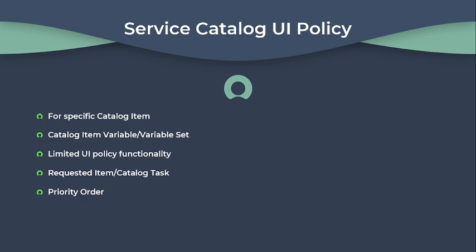Service catalog UI policies are applied to the variables and variable sets of catalog items ordered in the service catalog. Policies can also be applied when the variables are present in the requested item or catalog task form. Catalog UI policy actions can be applied on the variable set. The actions on the variable sets are applied on all variables within the variable set. If different catalog UI policy actions are applied on a variable or a variable set, the action with the lowest order is considered. The priority order for UI action types is: mandatory is the highest, and then after mandatory, read-only or display.